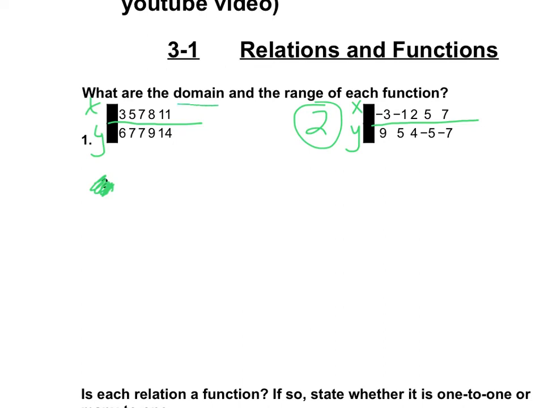So domain are the x values and range are the y values. So when we state the domain, we're going to say all of the x values. We can use our brackets. We're going to write the x values in order from least to greatest. So we write the numbers and we put them in order. Those are all the x values. Those are in the domain.